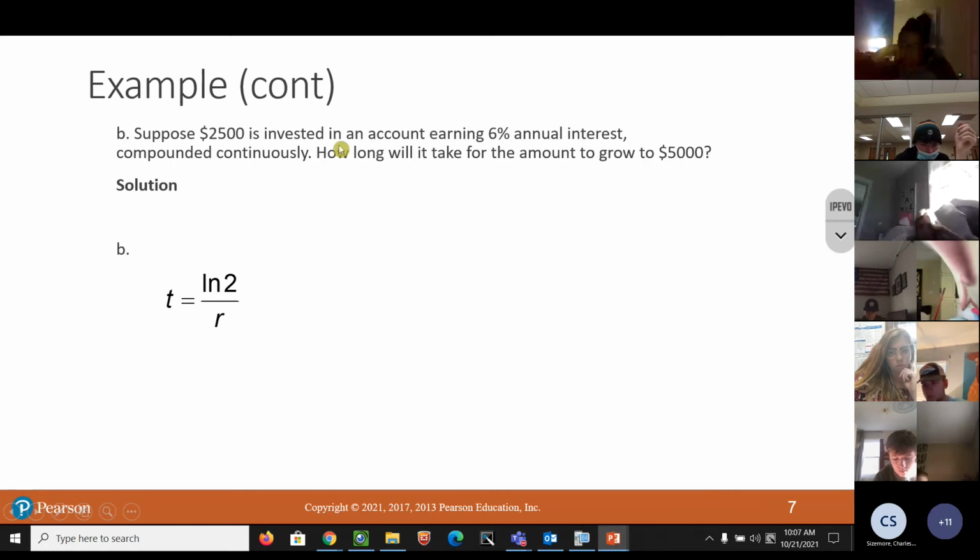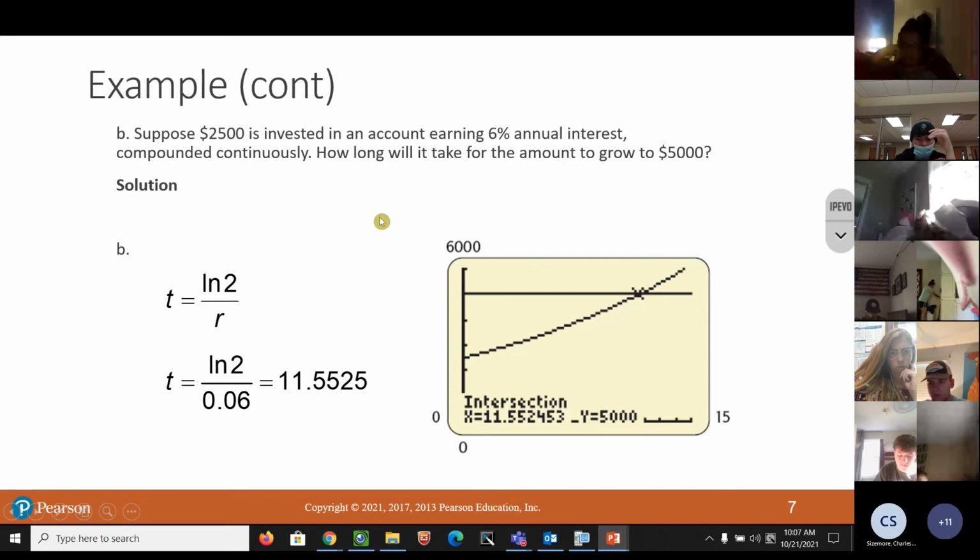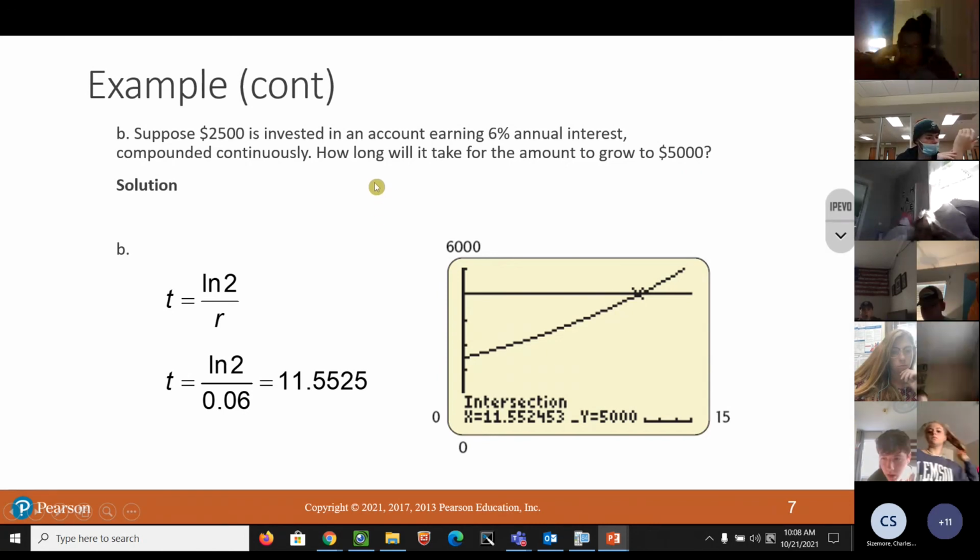And suppose $2,500 is invested at 6%. How long will it take for it to grow? You're going to plug in and get t, and then take that t and plug it back into the original equation. Or you can graph it, y is equal to 5,000, and find the intersection. This is not a test question. It's just showing you how you can actually take this and graph it: natural log of 2 over 0.06 and intersect at 5,000. I'm not really worried about that. I'm more worried about you being able to do logarithms.